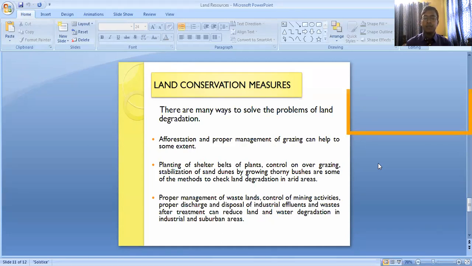So the land will not remain exposed to the sunlight, rainfall, and wind, and less soil erosion will take place. This is how management of grazing can help in reducing land degradation. And afforestation, we all know that if we plant more trees, what will happen? More trees mean the roots of the trees can hold the soil longer and more tightly, and soil erosion will be less, isn't it?